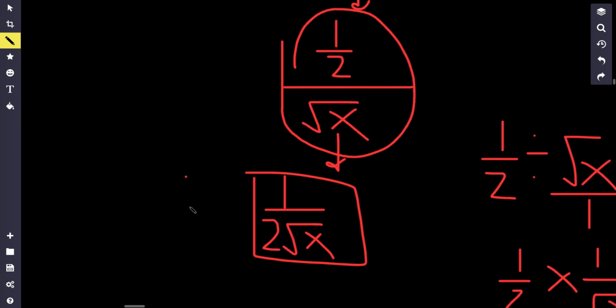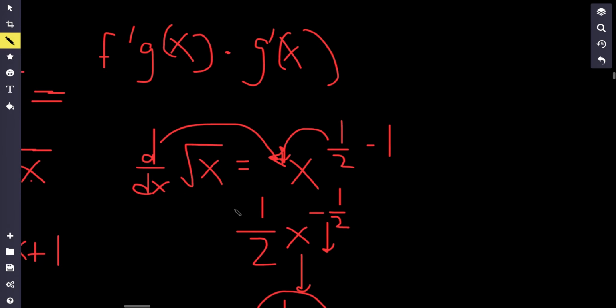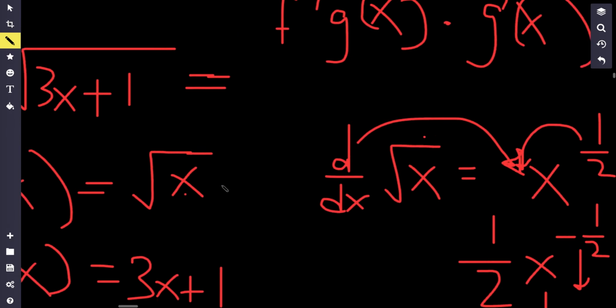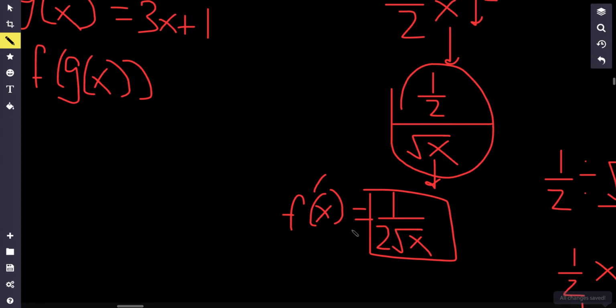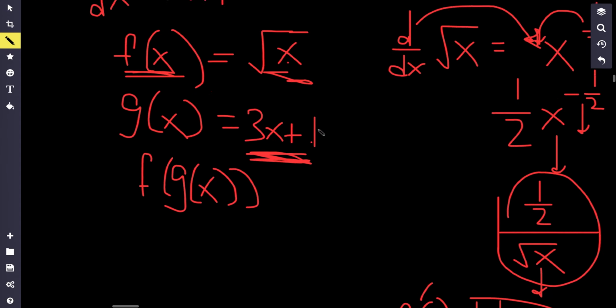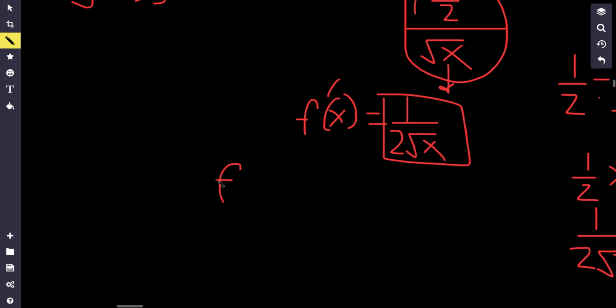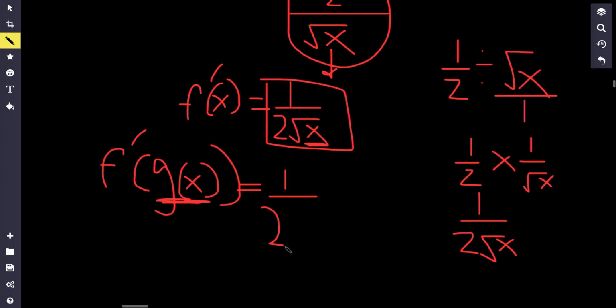We have the derivative of our outer function, right? So now all that's left to do is everywhere we see an x, just replace it with the inner function, which is 3x plus 1, right? So if we want to find f prime of g of x, everywhere we see an x, we just replace it with a g of x, right? And we know g of x is 3x plus 1. So it's 1 over 2 times the square root of 3x plus 1.